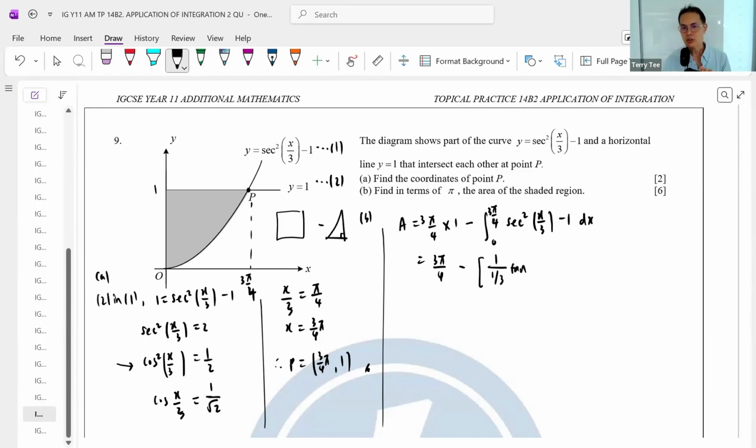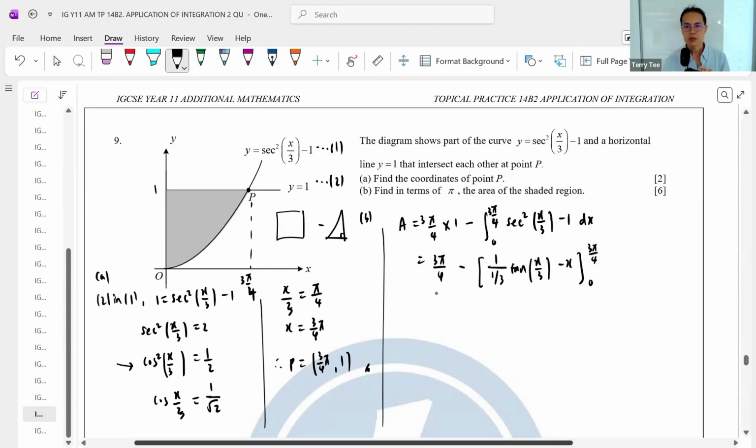So I write a tangent with the x over 3. Integrate 1 is x, lower limit 0, upper limit 3 pi over 4. Okay, I'm going to simplify further. 3 pi over 4. This one 3, I'm going to keep this first. 3 tangent. I'm going to substitute 3 pi over 4 inside. Okay, so there's a 1 over 3 here. Maybe we cut short a bit. 1 over 3 of 3 pi over 4 is going to give us pi over 4.